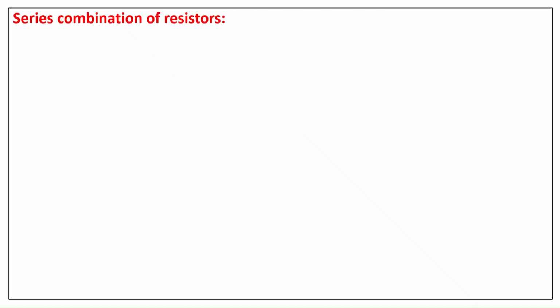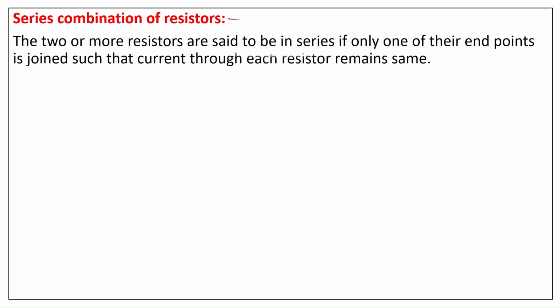Next, we study series and parallel combination of resistors. 1. Series combination of resistors. Two or more resistors are said to be in series if only one of their endpoints is joined, such that the current through each resistor remains the same.